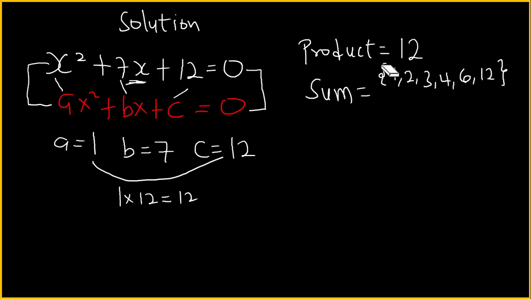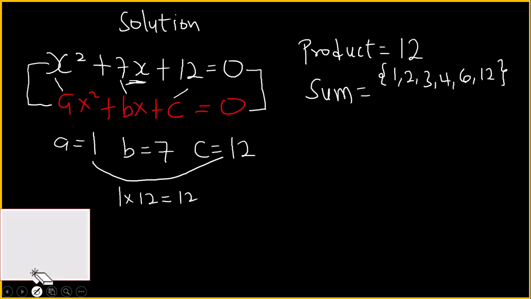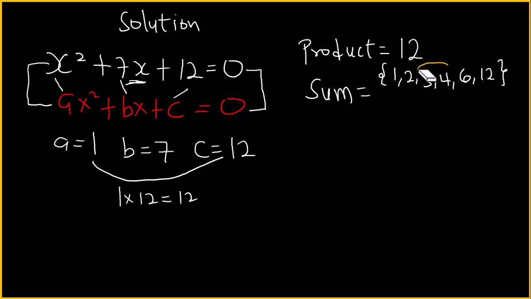So 1 plus 12 gives us 13, which is not equal to 7. 2 plus 6 gives us 8, which is not equal to 7. 3 plus 4 is equal to 7. So for the sum, we are going to pick these two numbers, 3 plus 4, and we are going to replace our second term by 3 plus 4.